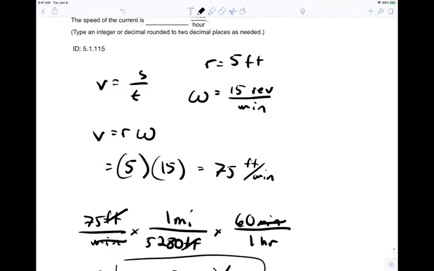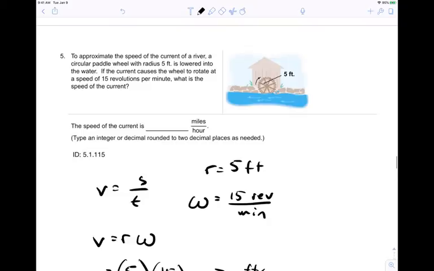Maybe not. Approximate the speed of the current of a river, circular paddle, this radius is lowered into the speed. The current causes the wheel to rotate at this speed of the current. Okay, let me look at one other thing. I'm going to go here.